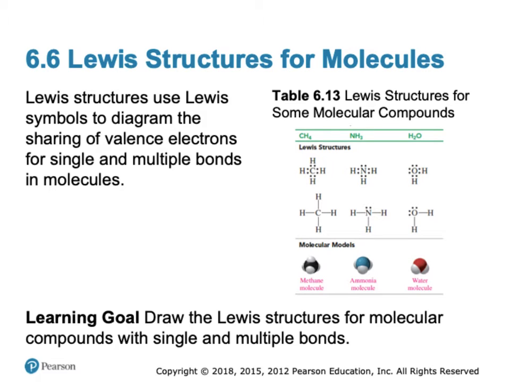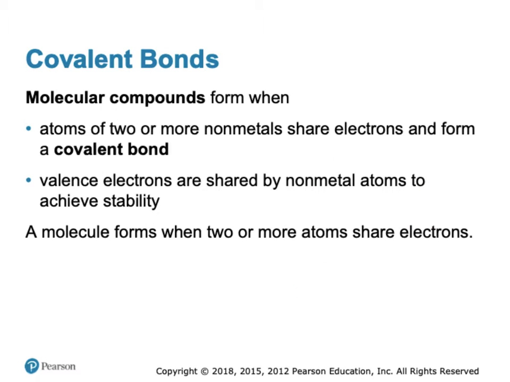In this section, we're going to look at Lewis structures for molecules. We've done a couple of videos looking at ionic bonding where we form a positive cation and a negative anion. Here we're going to explore that concept of sharing electrons in a little bit more detail and what a covalent bond actually means. And then we're going to use this information to draw the Lewis structures for molecular compounds with single and multiple bonds.